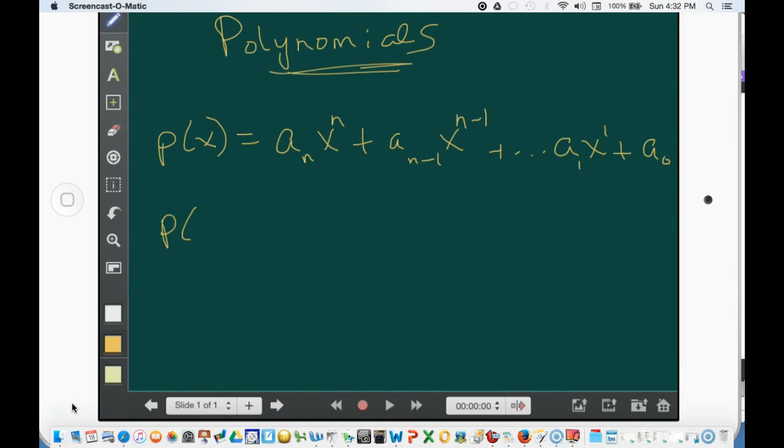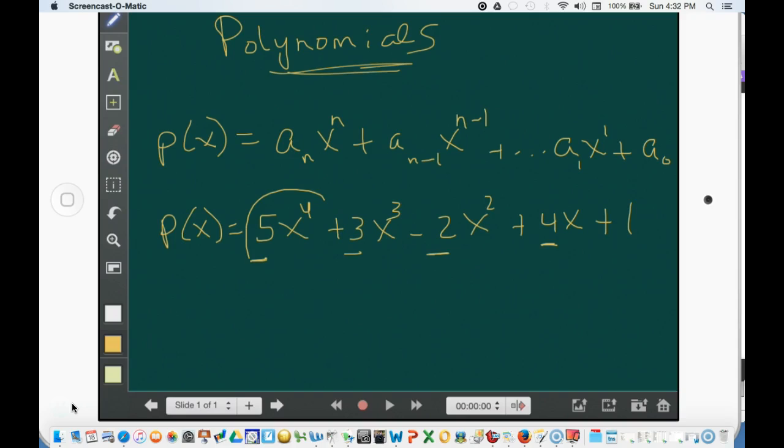For example, a polynomial could be 5x to the fourth plus 3x cubed minus 2x squared plus 4x plus 1. This has coefficients in front of each term, and the exponents go down in degree. We would consider this a fourth degree polynomial because when we look at each of these monomial terms, the highest exponent of any of them is 4.